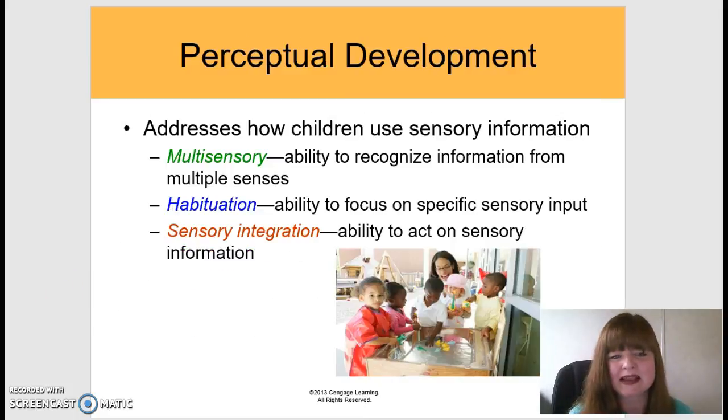Perceptual development is basically talking about their senses. So multisensory is the ability to recognize information from multiple senses at one time. So they can hear things, they can touch things, they can smell things all at one time without focusing on one sense. Habituation is the ability to focus on specific sensory input. So an example of this might be the flavor of foods. Sensory integration is the ability to act on sensory information. So maybe an infant hears a bell ringing and they turn their head towards the sound.